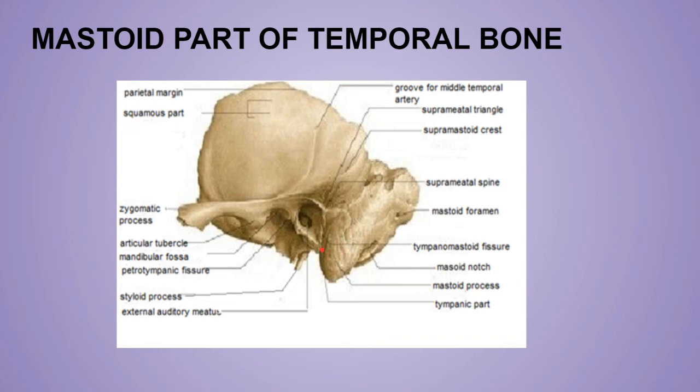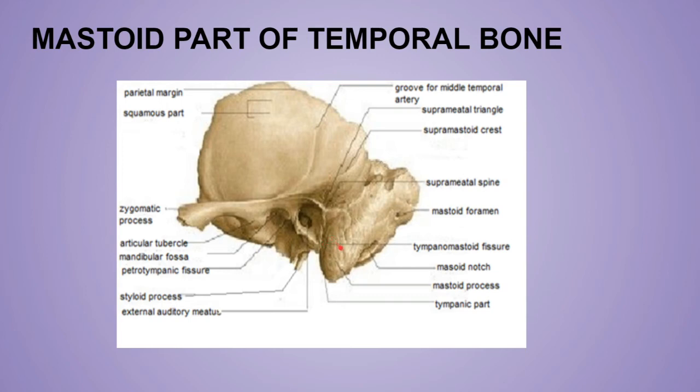There is a tympanomastoid fissure. It is present somewhere over here. This is your external acoustic meatus, and this is the base of the mastoid process. The tympanomastoid fissure is placed on the anterior aspect of the base of the mastoid process. You can feel it from outside as well. Just put your fingers at the base of the mastoid process, and you will feel one fissure over there. That is the tympanomastoid fissure.